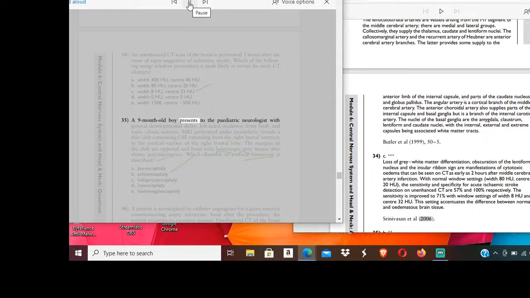35. A 9-month-old boy presents to the pediatric neurologist with general developmental delay, left-sided weakness from birth, and tonic-clonic seizures. MRI performed under anesthetic reveals a thin cleft containing CSF extending from the right lateral ventricle to the cortical surface of the right frontal lobe. The margins of the cleft are opposed and lined with heterotopic gray matter that shows polymicrogyria. Which disorder of cortical formation is described?